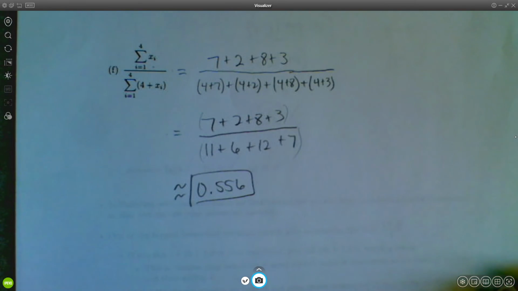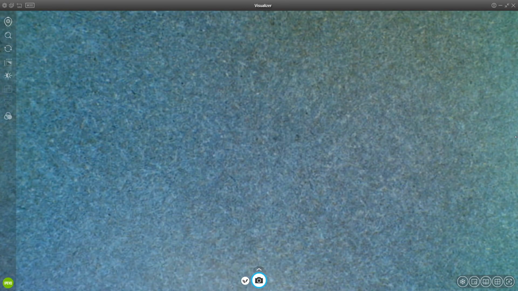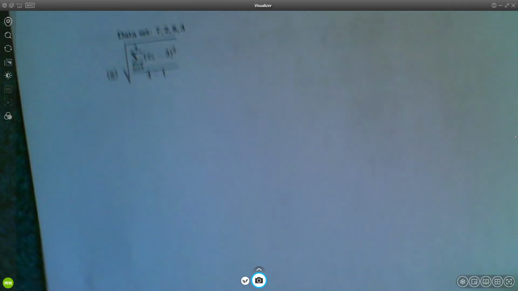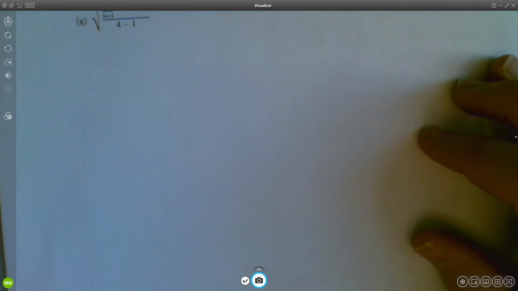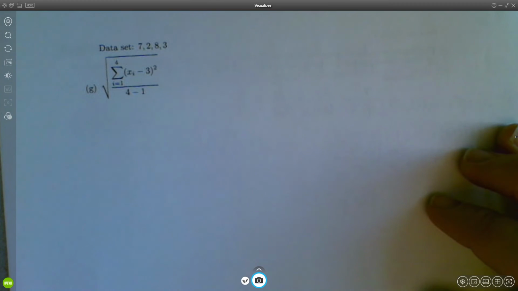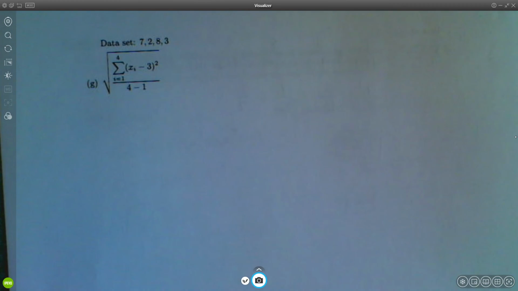Okay, so there's that one. And then I think I have one more on the last page. Okay, so let's take a look at it. Okay, same data set, 7, 2, 8, and 3.